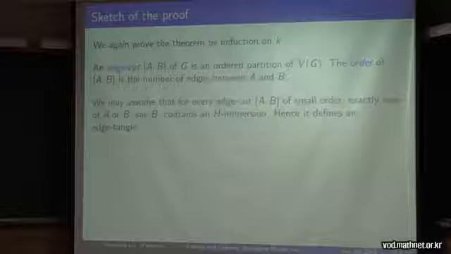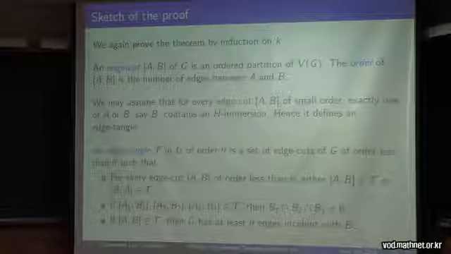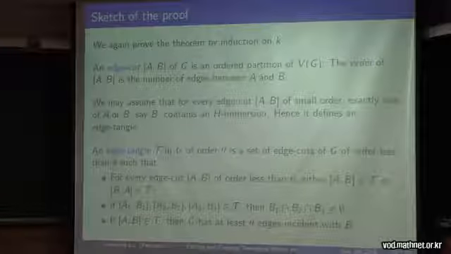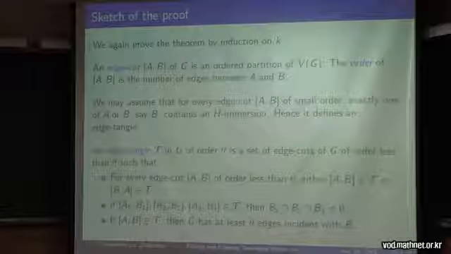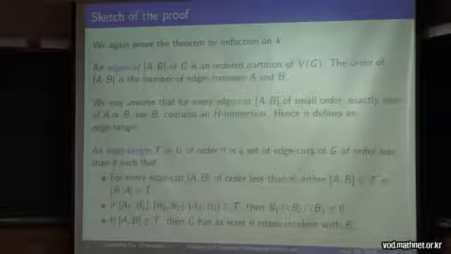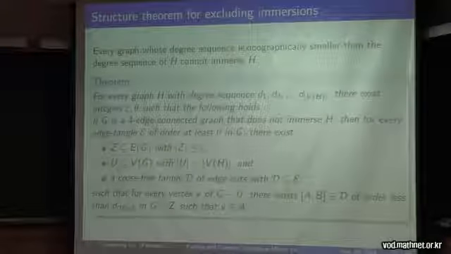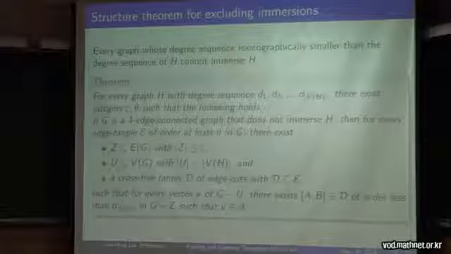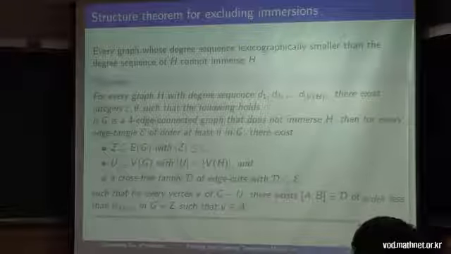So again, I have an orientation of the edge cuts. So again, I have a tangle structure. Let me call this an edge tangle. It's a set of edge cuts satisfying some tangle axioms. But it's not very important. So again, now I need a structure theorem for graphs with no H immersions.